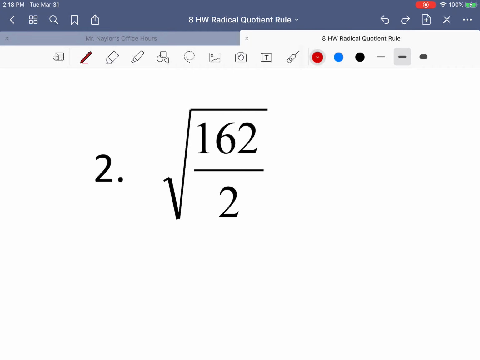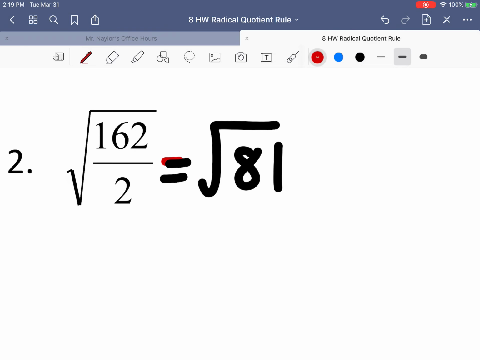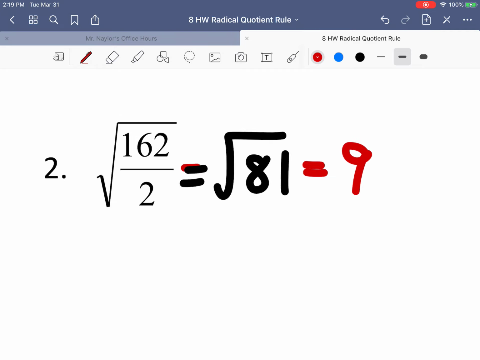So yeah, don't split this up to be the square root of each of these. You can't do the square root of both of those. Instead, just do the math. Do the 162 divided by 2. Get 81. And really what you get is the square root of 81, which we've always known is equal to 9. Not the square root of 9, but just 9.